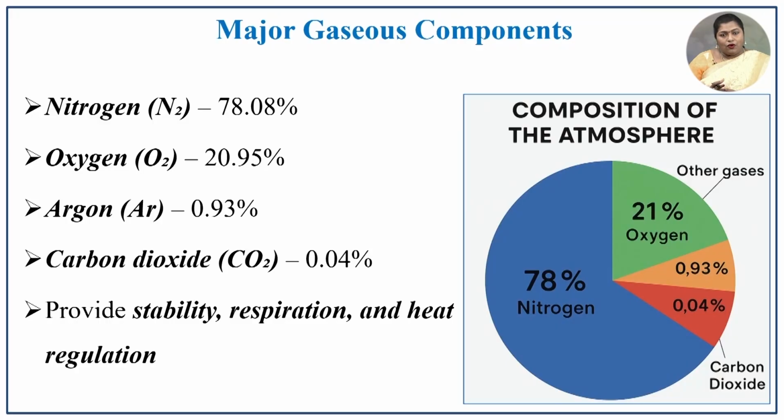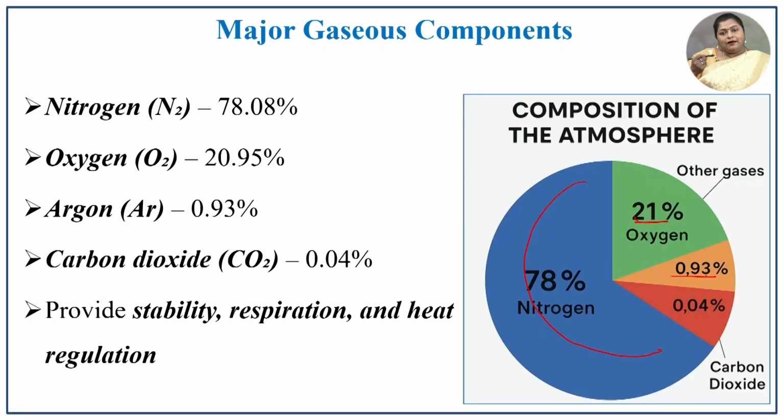Major gas components: the constant gas nitrogen comprises 78.8% of the atmosphere. The major portion of the atmosphere is comprised of nitrogen. It is followed by oxygen, which constitutes 20.95%, that is 21%, of the atmosphere. Then comes argon gas, which occupies 0.93%. Then comes carbon dioxide, at 0.04%. It plays a vital role.